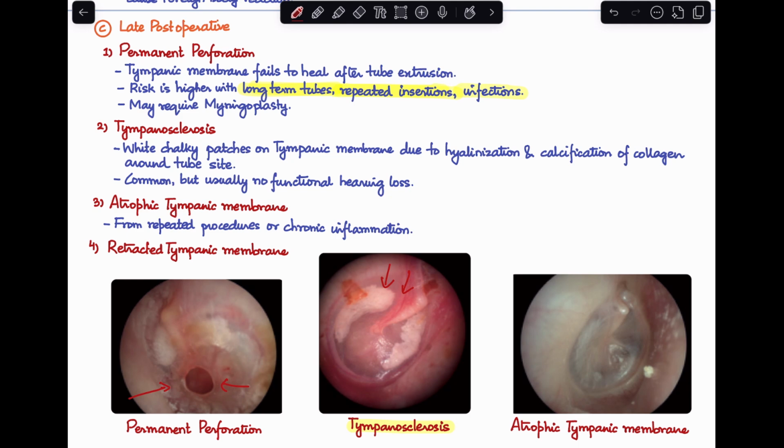Third complication, if you look at the image here, is an atrophic tympanic membrane. If you see the image here, you can see how the tympanic membrane is looking very thinned out and atrophic. This can happen because of repeated procedures or chronic inflammation over there. And lastly, the last complication can be a retracted tympanic membrane. So these are all our complications that can happen because of grommet tube insertion.